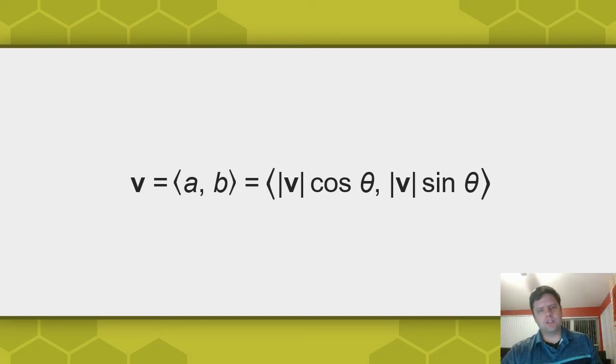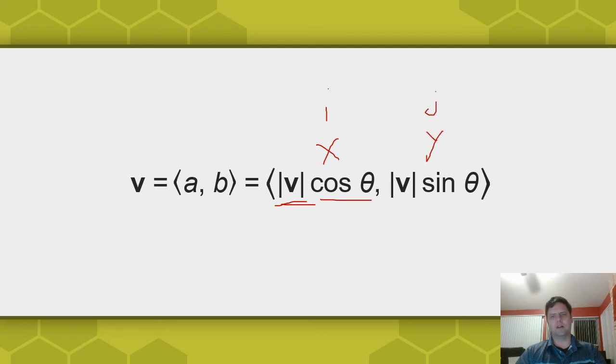So another thing to note here is that the vector known as a comma b can also be written as the magnitude of the vector times the cosine of theta, being, again, the x or the i component, and then the y component, or the j component, can be found by taking the sine of theta times the magnitude of the vector.